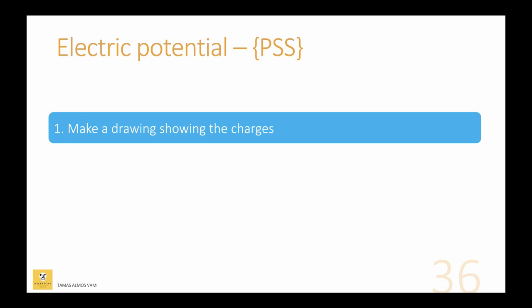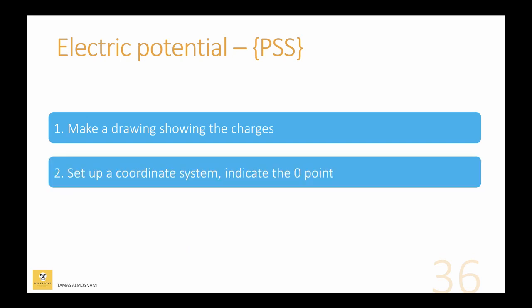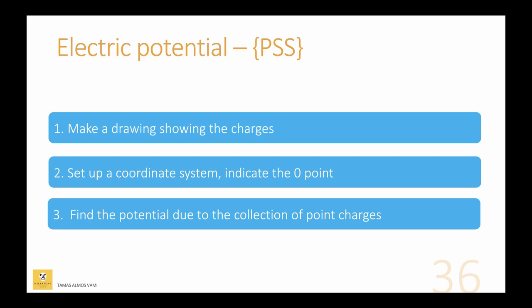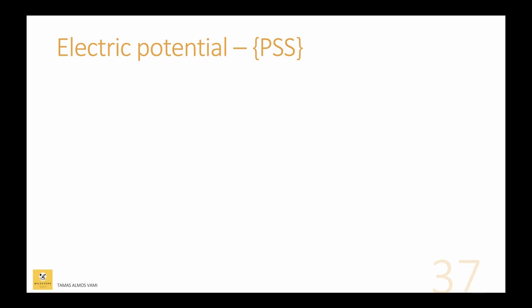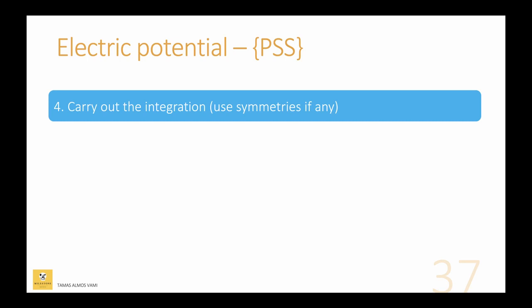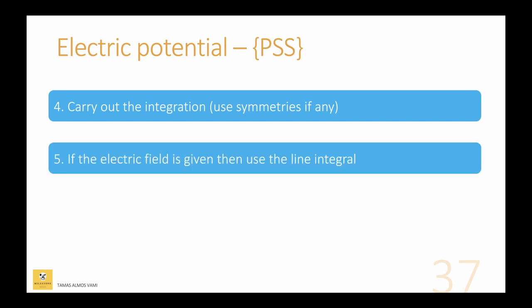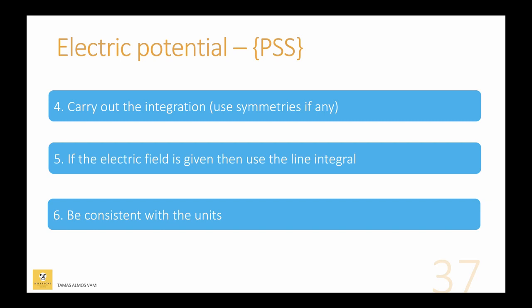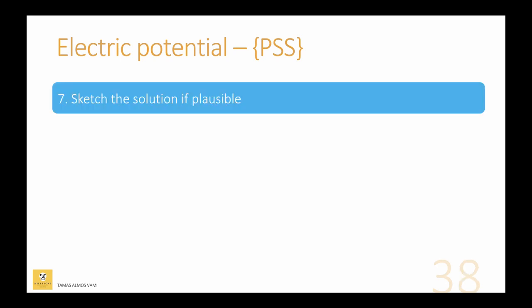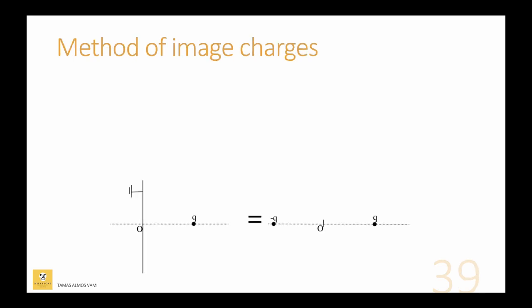So again, the problem solving strategy starts with making a drawing and then setting up a coordinate system. You should always indicate where the null point is, and then find the potential due to the collection of point charges, carry out the integration, and use the symmetries if there are any. That makes life much easier. And if the electric field is given, then use the line integral and always be consistent with the units. Whenever you have the solution, you should sketch it and make sure that your results are physical.